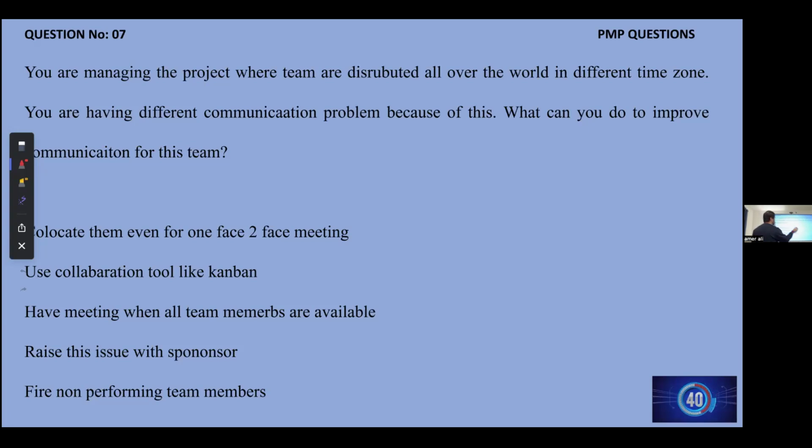Okay. So you see 70 seconds are going there. This actually creates a tension in our body. I need to solve the question. I'm running out of time.